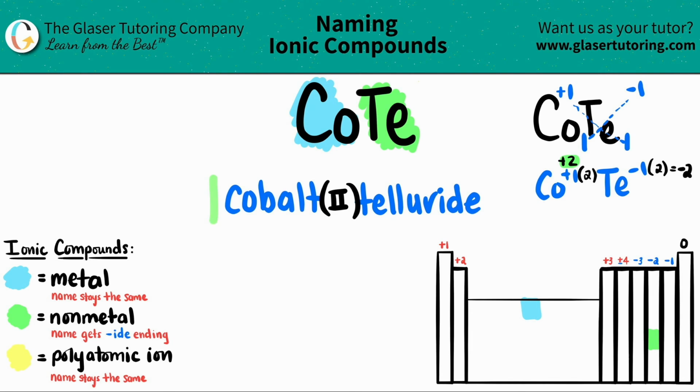And finally, you are done. So CoTe is cobalt(II) telluride.